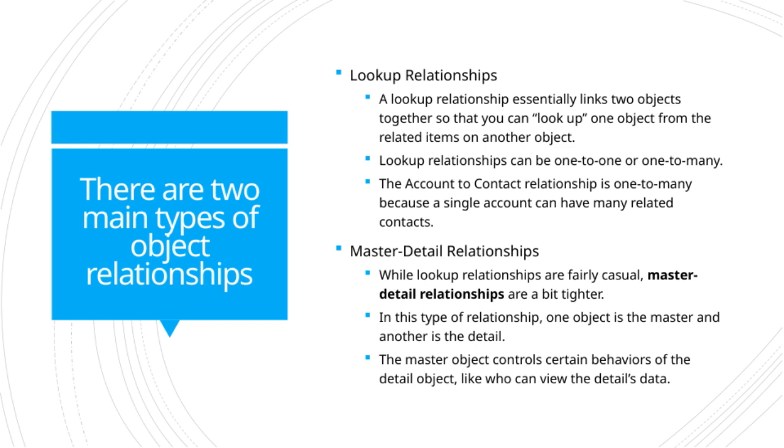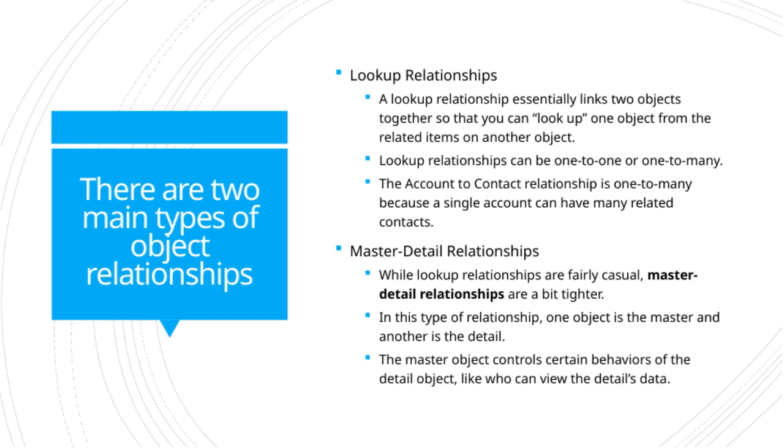Now, moving on to master detail relationships. These are a bit more structured compared to lookup relationships. In this setup, one object is the master and the other is the detail. The master controls certain behaviors of the detail, such as who can view or modify the data. This tight control helps maintain data integrity and enforce relationships more strictly.